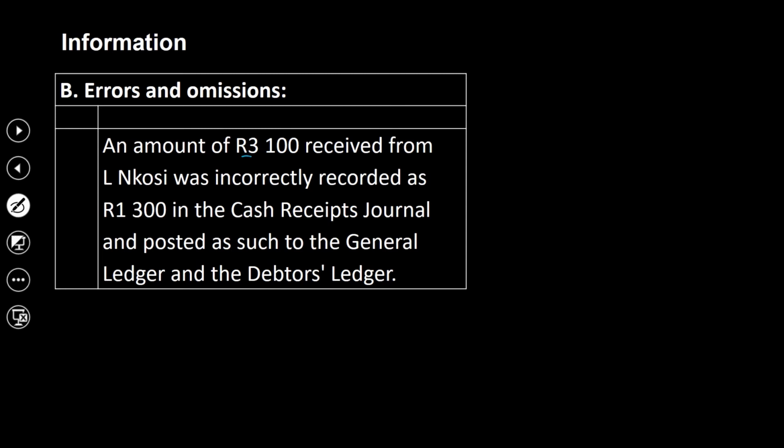The amount of 3,100 received from Nkosi was incorrectly recorded as 1,300 in the cash receipts journal and posted as such to the general ledger as well as the debtors ledger. So the debtors ledger is the one we're busy with now. We've corrected the general ledger. If you recall the previous segment of our lesson, we corrected the control account. We are busy with a list.